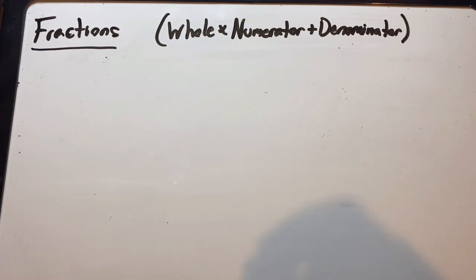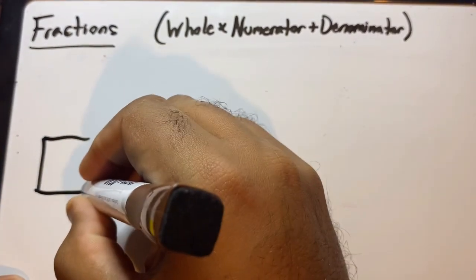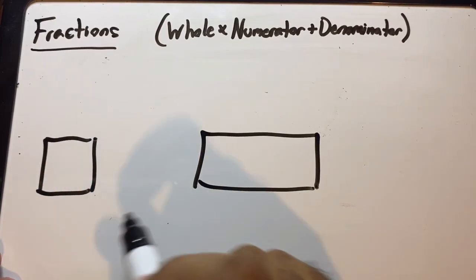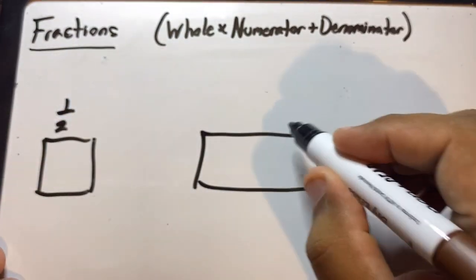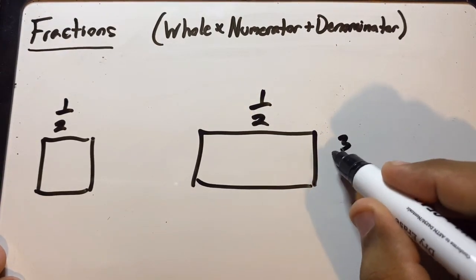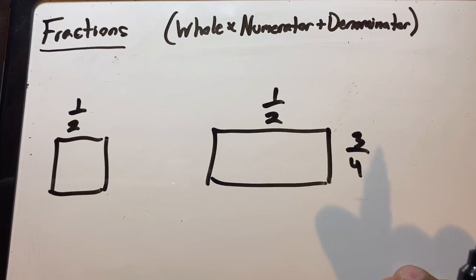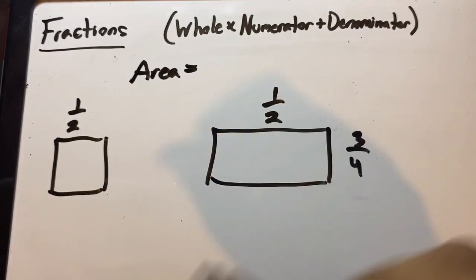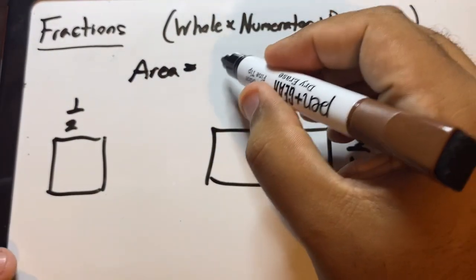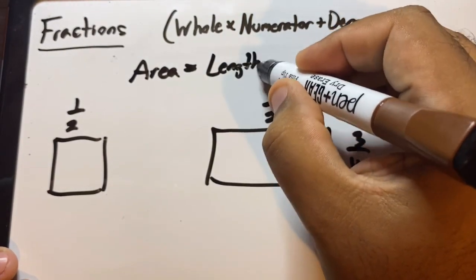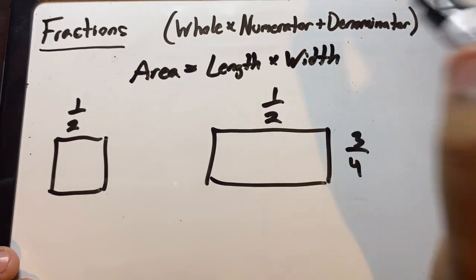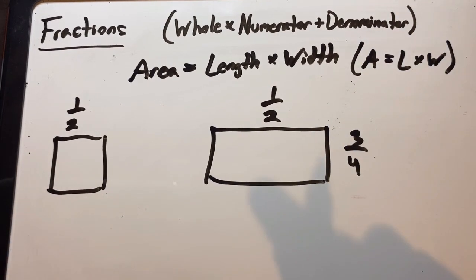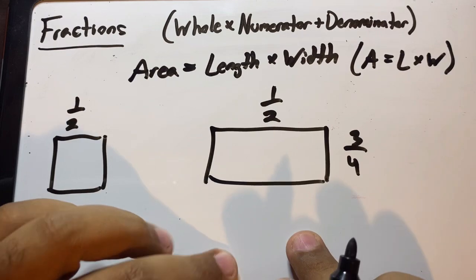There are gonna be times where you're going to see shapes. My shapes aren't perfect, but hopefully this gets the point across. You're going to see shapes like this, and they're going to have different lengths. Okay? If I were to ask you, what is the area of a square or rectangle, the formula for squares and rectangles are the same for each. It's going to be length times width. Or it could be A equals L times W. That's it. That is the area formula for squares and rectangles.